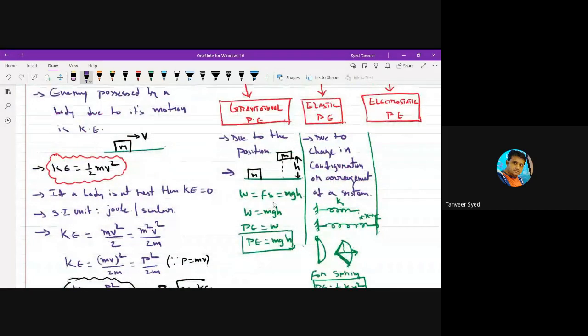Third one is electrostatic potential energy. Electrostatic potential energy is due to the charges, due to charged bodies.